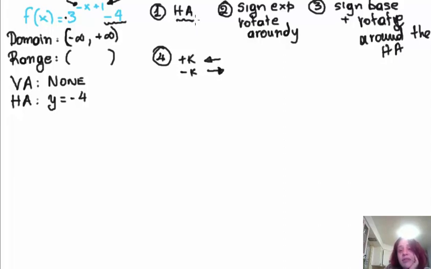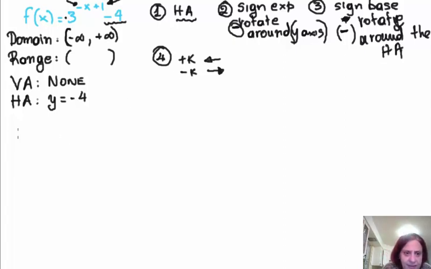So again, I have a horizontal asymptote, and this is going to be, in this case, -4. The sign of the exponent: if the sign of the exponent is negative, then I rotate around the y-axis. The sign of the base: if the sign of the base is negative, then I rotate around the horizontal asymptote. And at the end, I shift to the right if I have a negative constant at the exponent, and I shift to the left if I have a positive one.